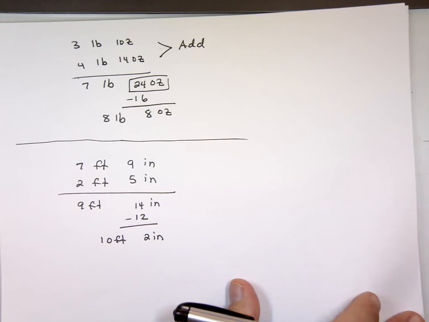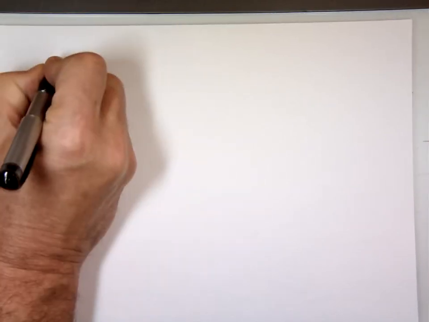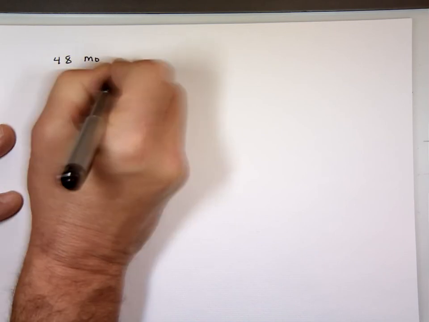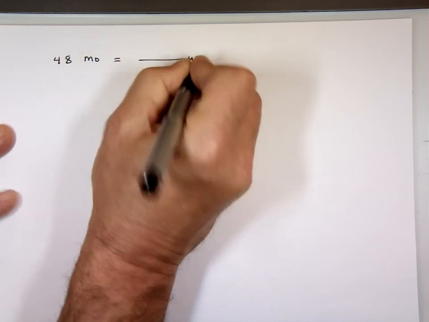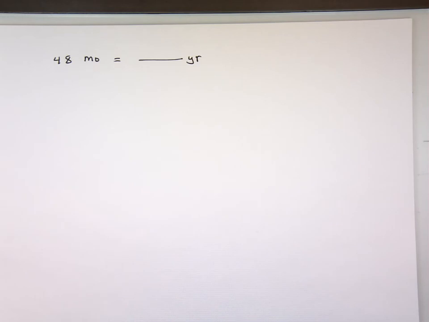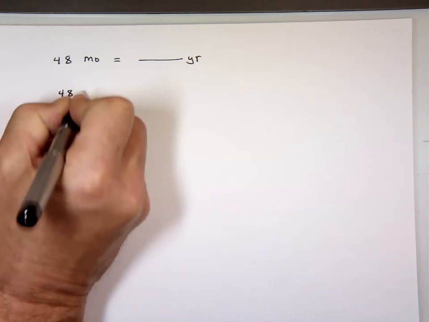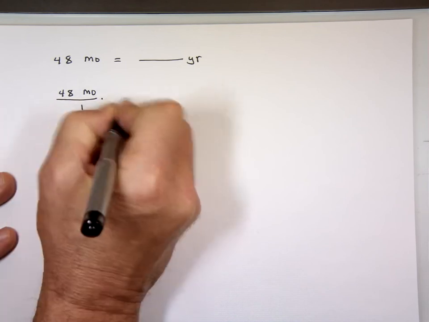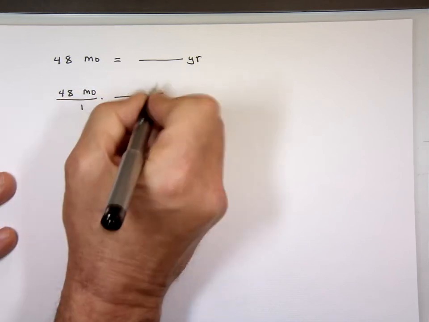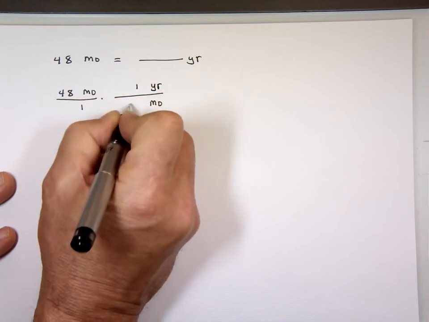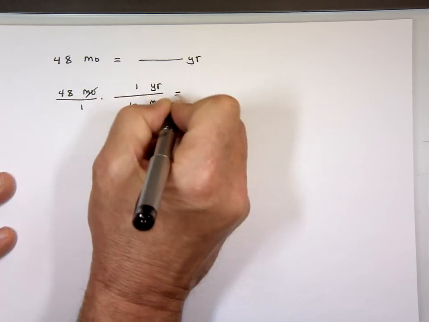I'll just practice a few more examples now, and I'm done with this. I have 48 months, and I want to know how many years that is. So we go 48 months over 1. Months on the bottom to cancel the month on the top, and years here. 1 year is how many months? 12. That's 4 years.